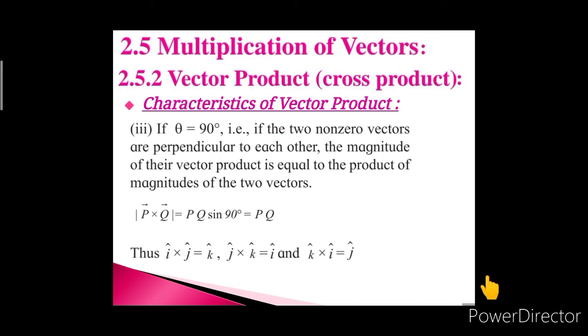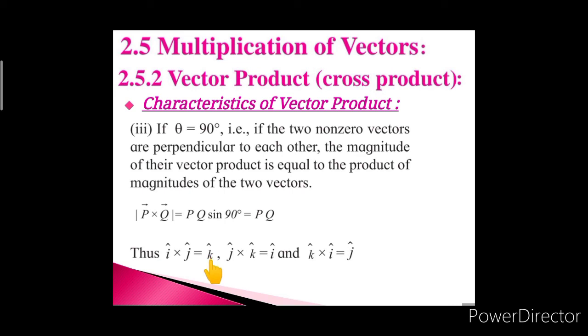Thus, we can give the value of the vector products in terms of the unit vectors. The vector product of i cap and j cap is k cap. That is, i cap cross j cap is equal to k cap.